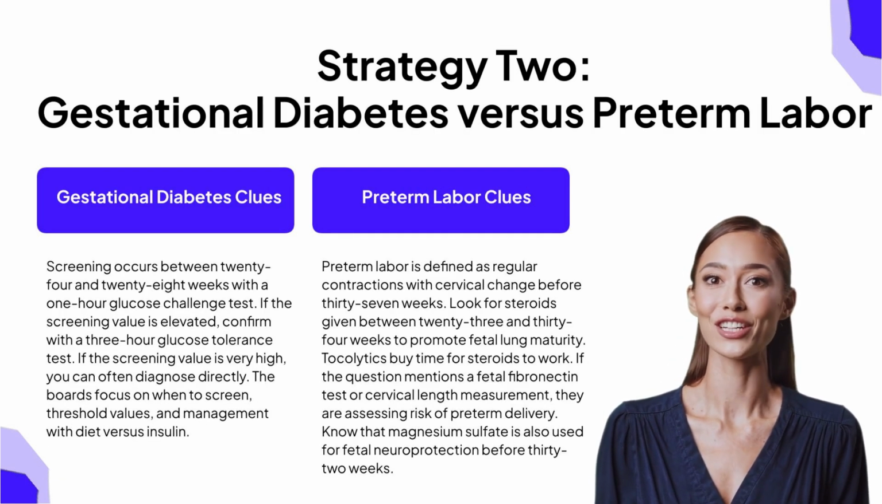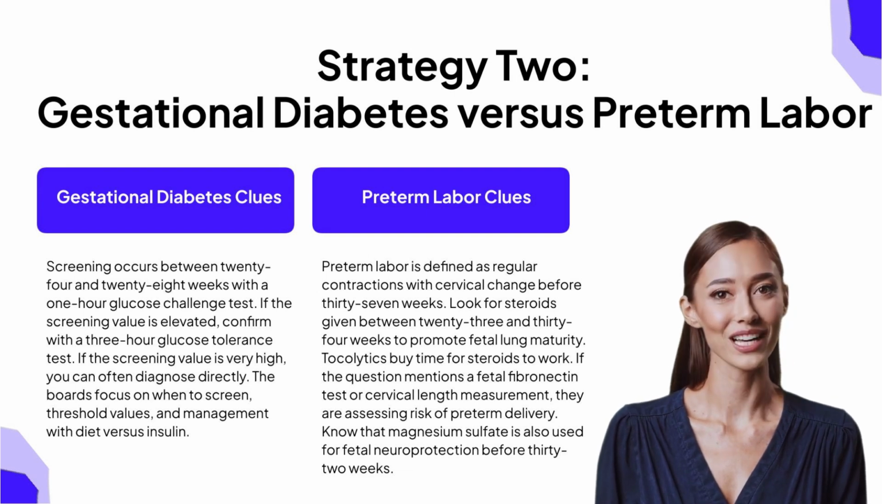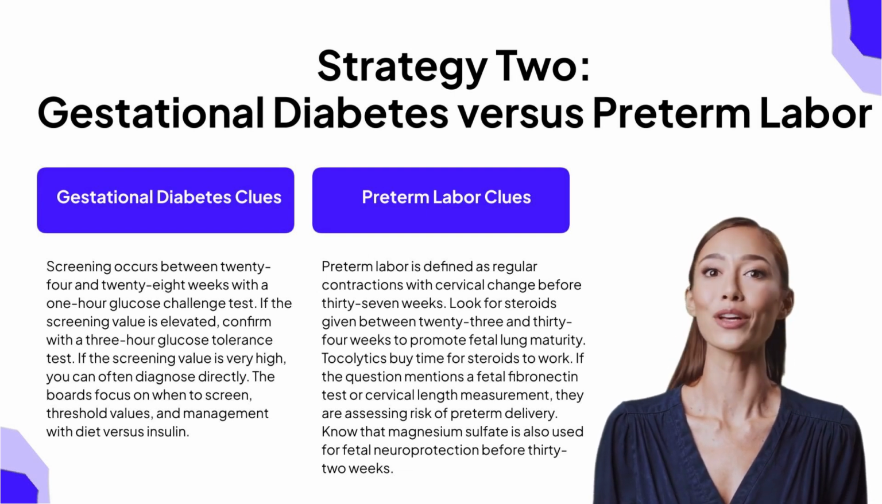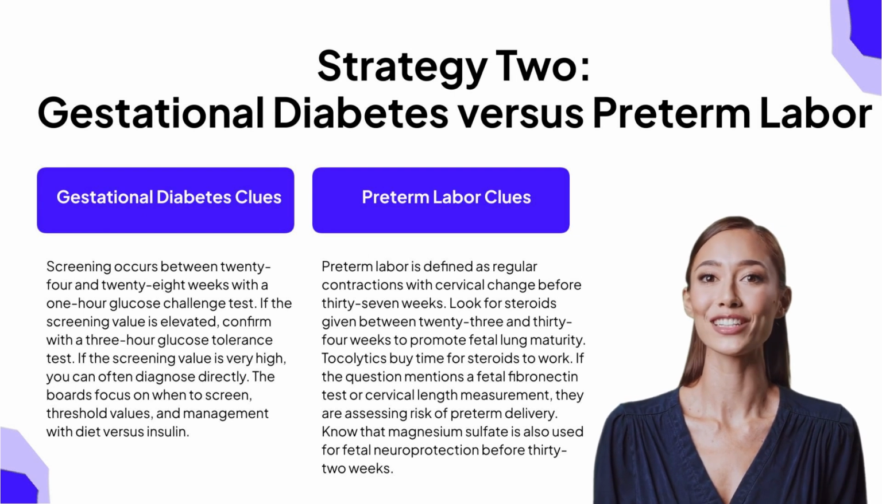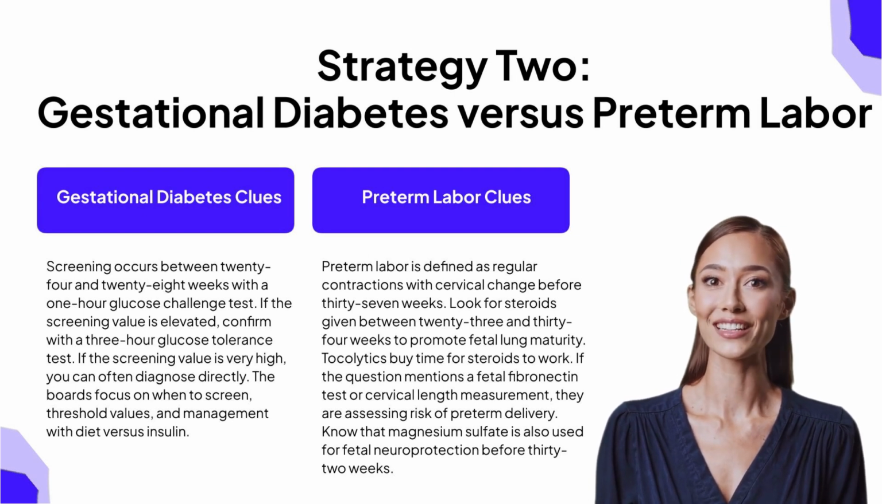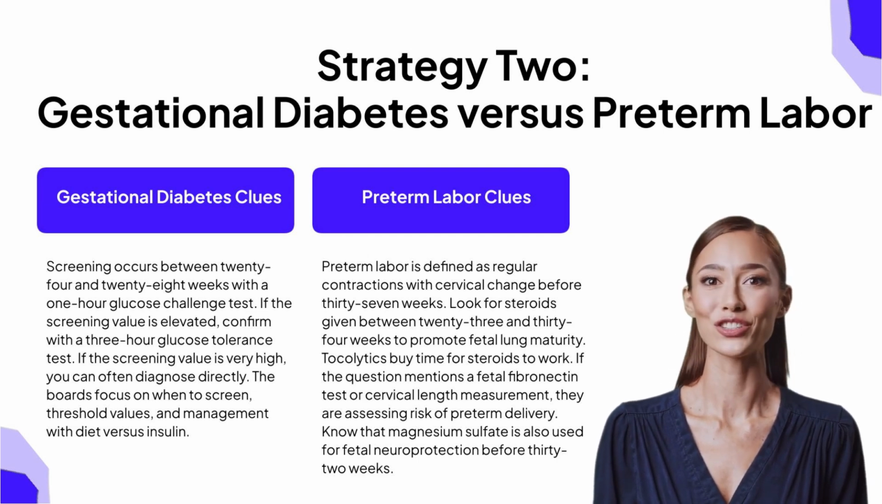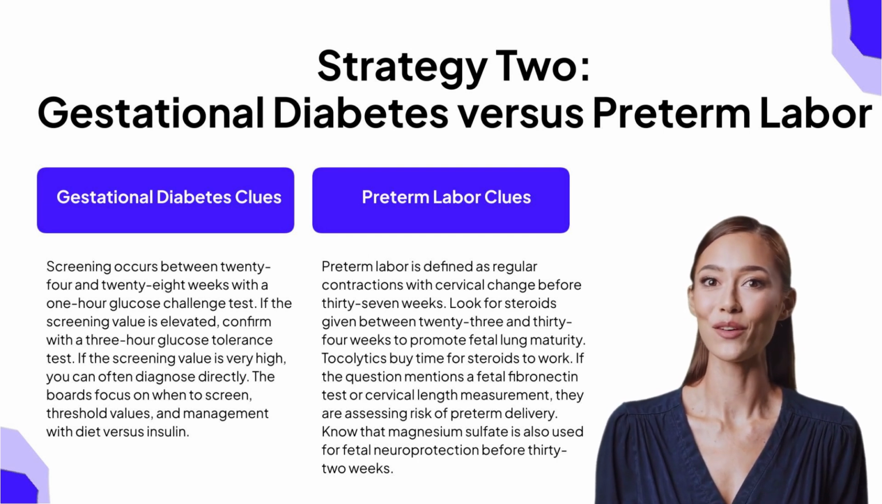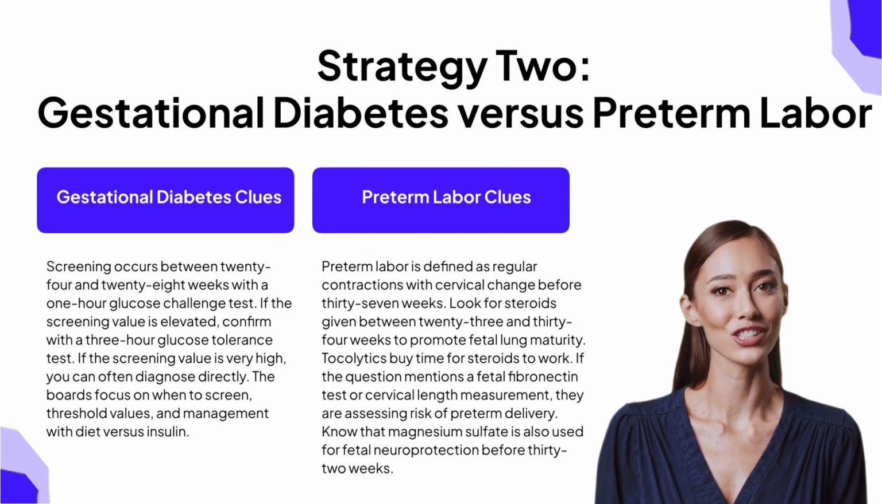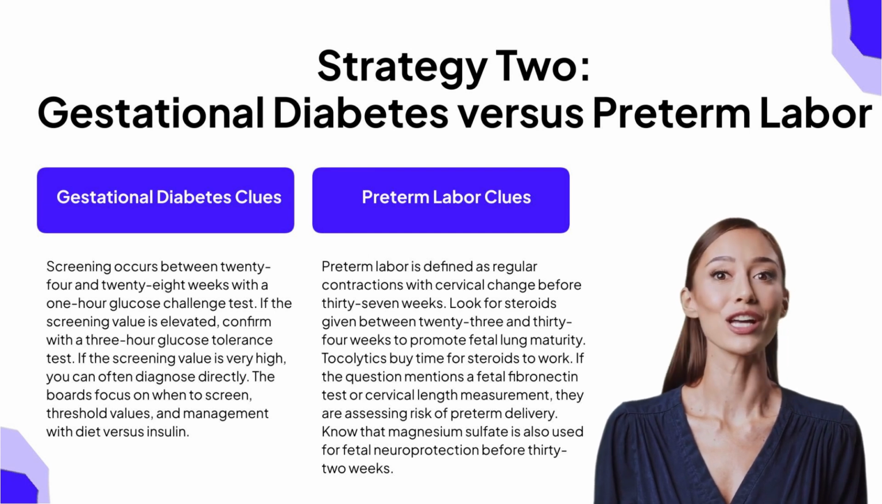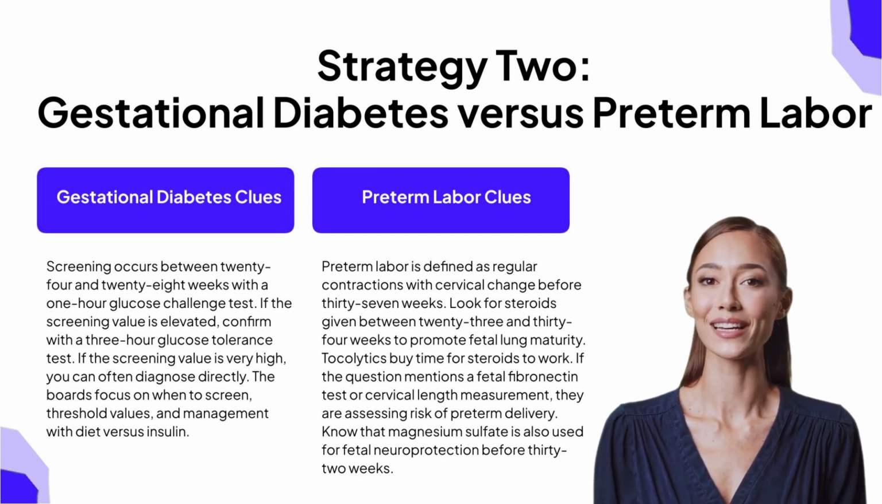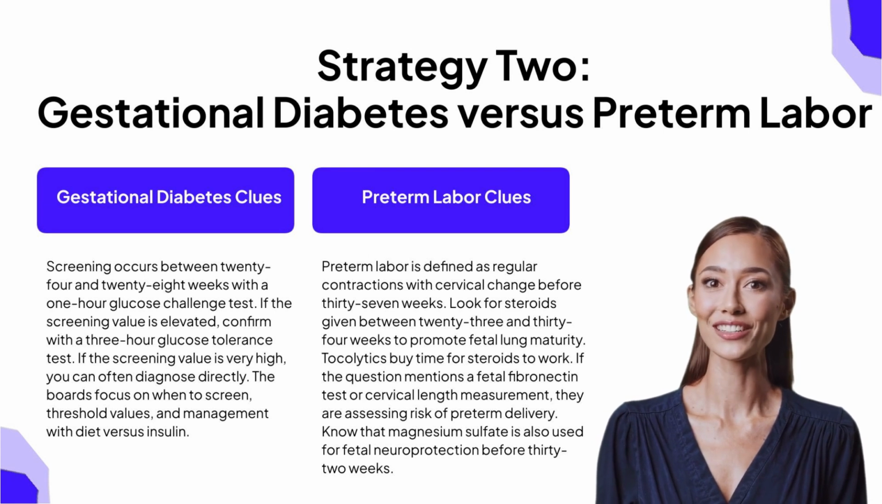Strategy 2 covers gestational diabetes and preterm labor, two more critical second-half pregnancy complications. For gestational diabetes, the boards love testing the screening protocol. Screening happens between 24 and 28 weeks with a 1-hour glucose challenge test. An elevated result gets followed by a 3-hour glucose tolerance test for confirmation. Management starts with dietary changes and exercise, and insulin is added if blood sugar targets are not met.